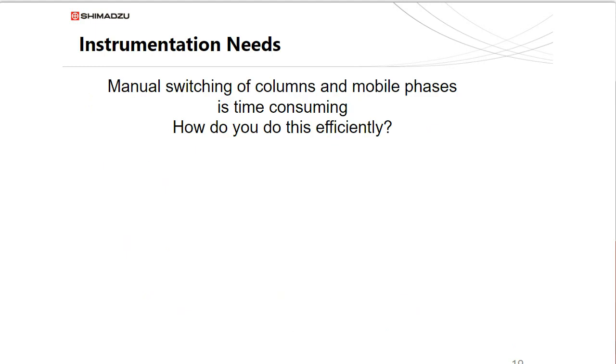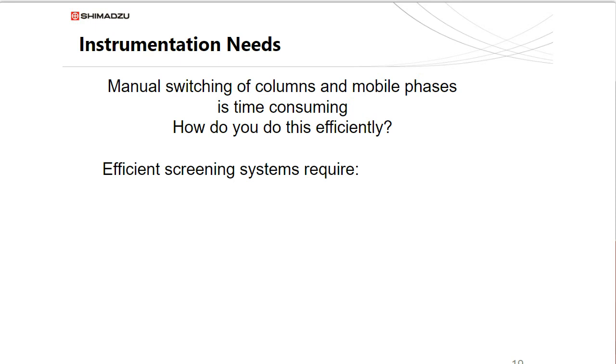So we've talked about the need to set up screening paradigms where you're looking at multiple columns, multiple mobile phase combinations. The question really becomes, how do you do this as efficiently as possible? And that's really where it comes down to instrumentation. So let's look at what it really requires to do this efficiently.